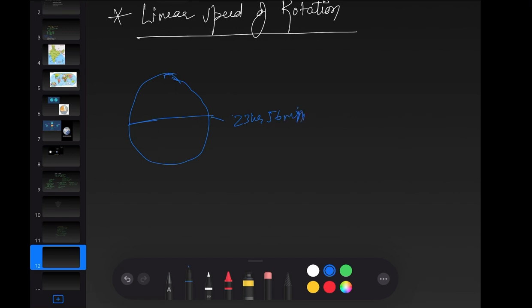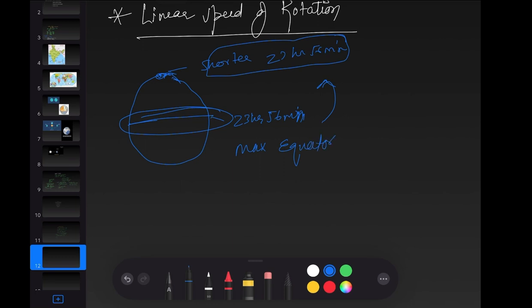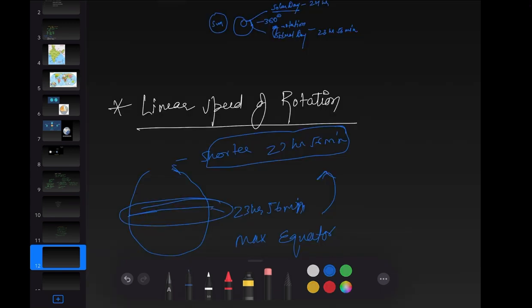In 23 hours and 56 minutes, on this part of the earth, it has to cover a longer distance, while on this part, it has to cover a shorter distance in the same period. So this speed of completing one rotation is known as linear speed of rotation. It is maximum at the equator, where it covers a larger distance in 23 hours and 56 minutes, while near the poles it covers a relatively shorter distance in the same period, and exactly at 90 degrees the linear speed of rotation is zero.